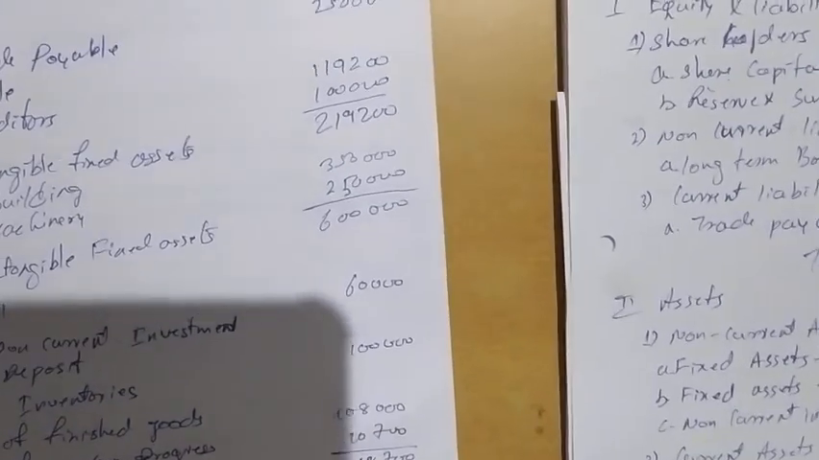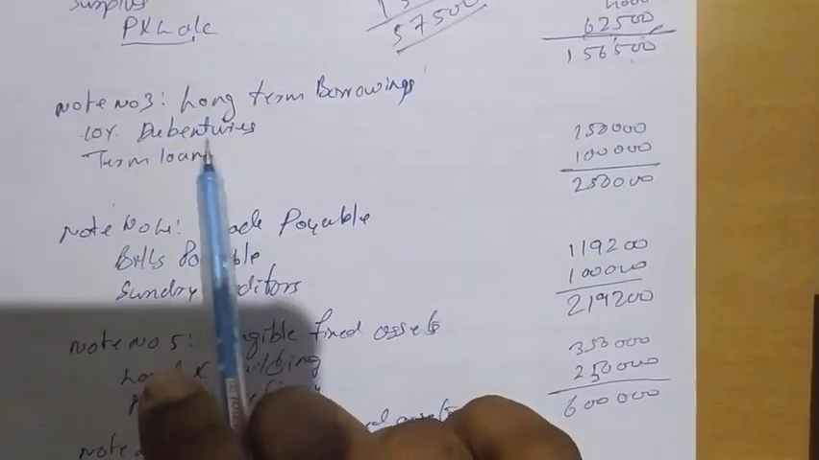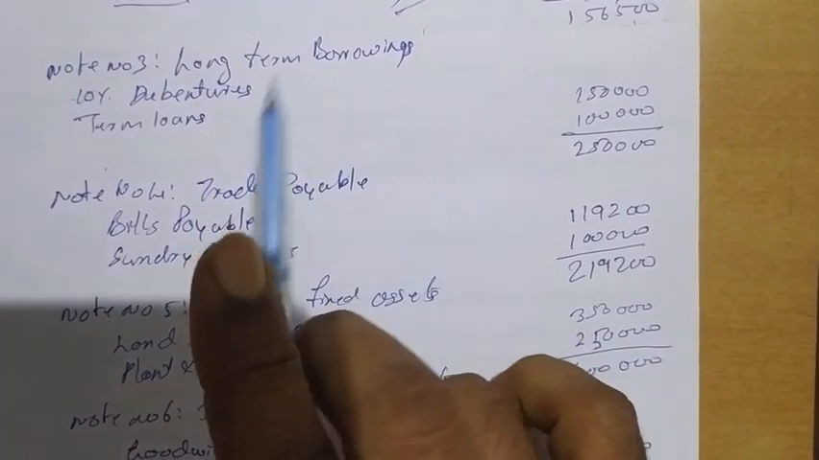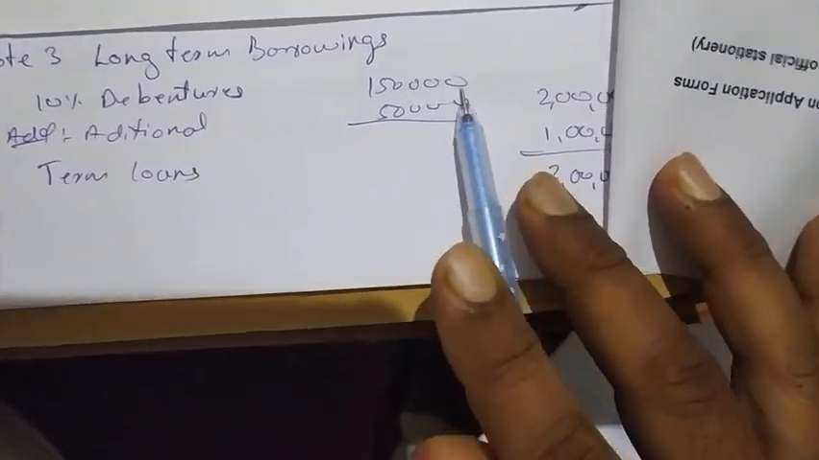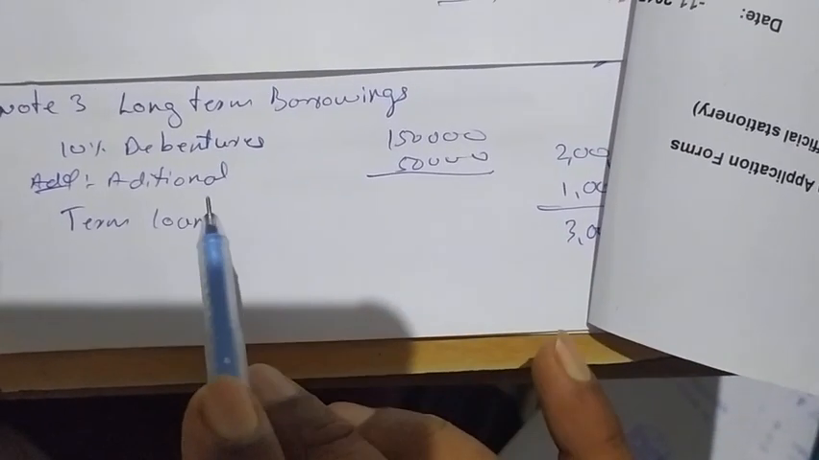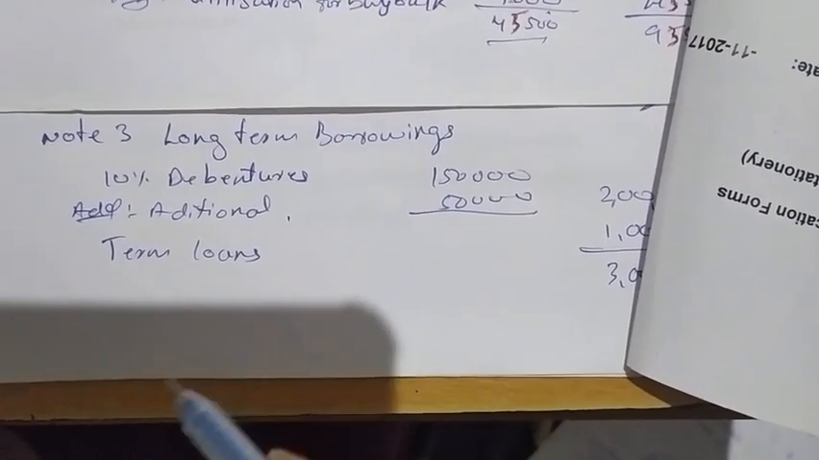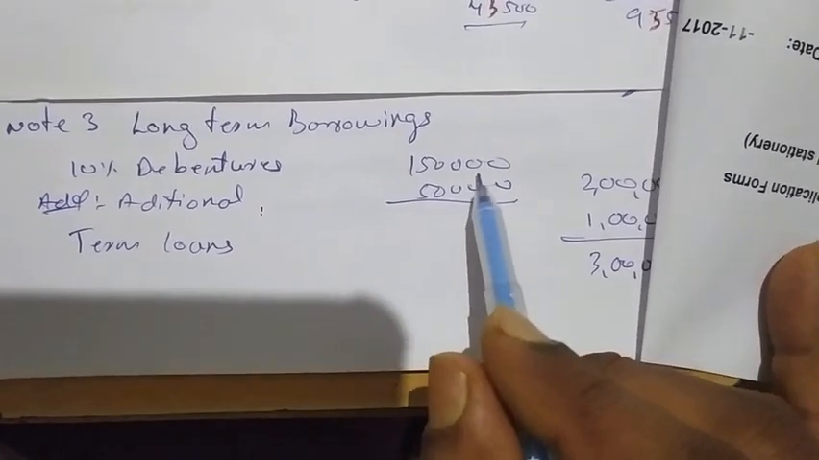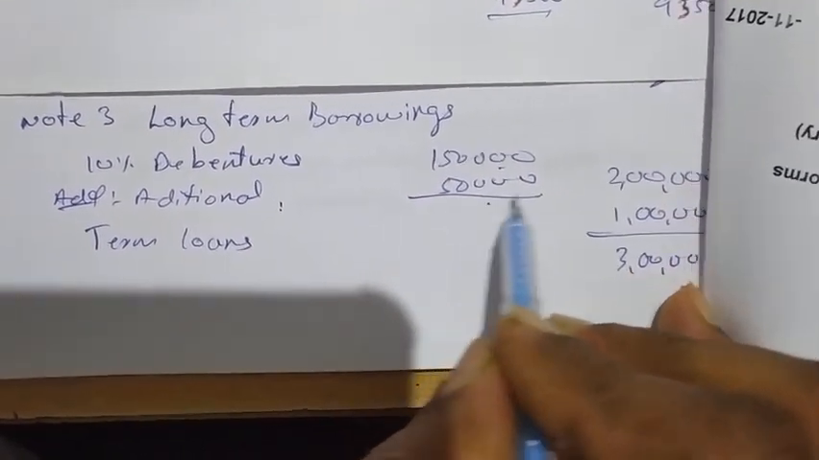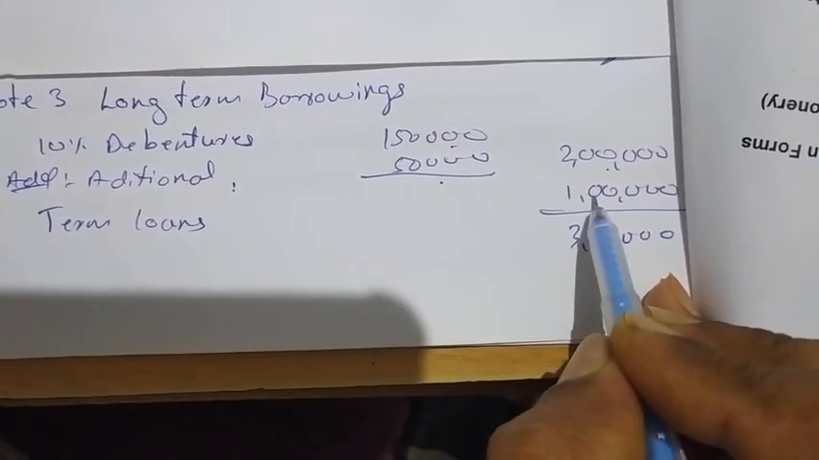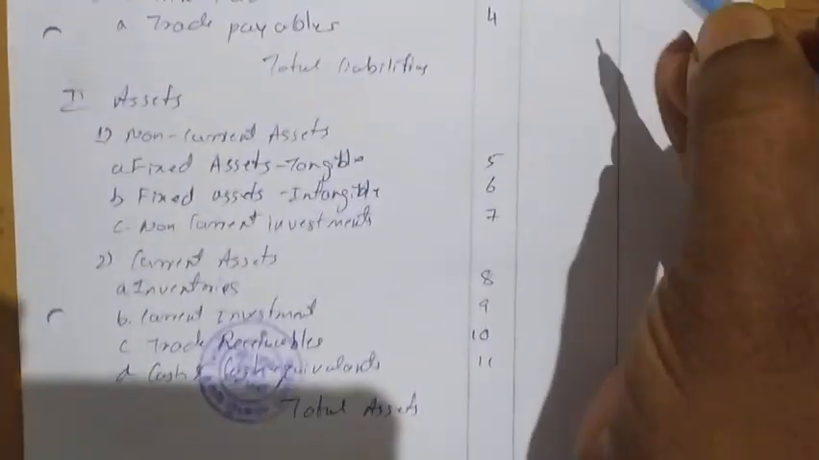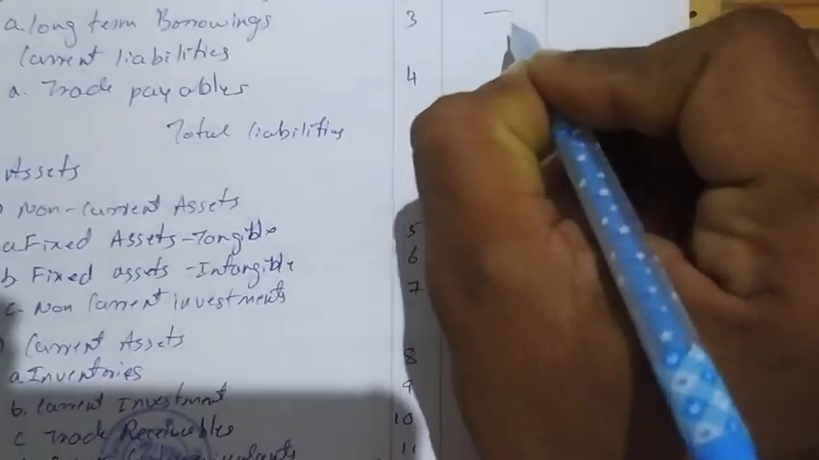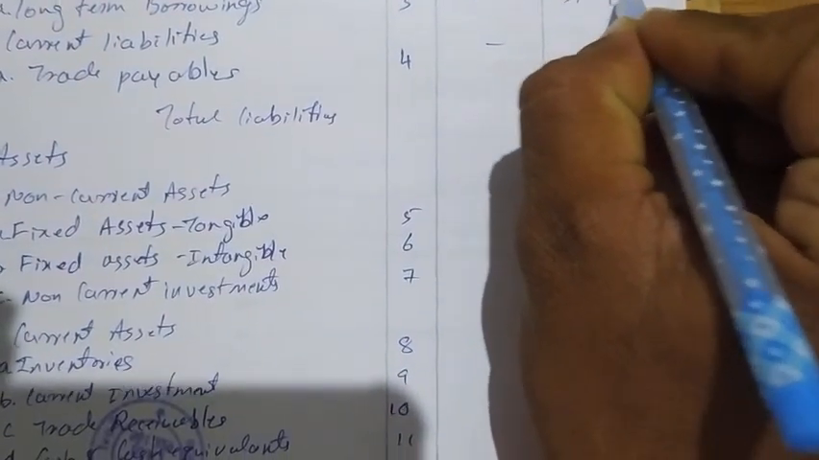So long-term borrowings from the old balance sheet, if you refer: 10% debentures of 1,50,000 were there and a term loan of 1 lakh rupees. Now we have made a new issue. 10% debentures of 1,50,000 plus additional debentures of 10% only, the same kind of debenture, 50,000 new. Total debentures 2 lakh, and term loan remains the same, 1 lakh. So total long-term borrowings are now 3 lakhs. Mention that here, note number 3, directly in the outer column, 3 lakh.